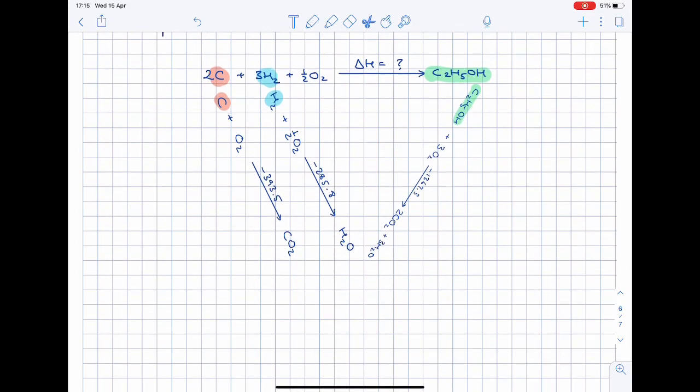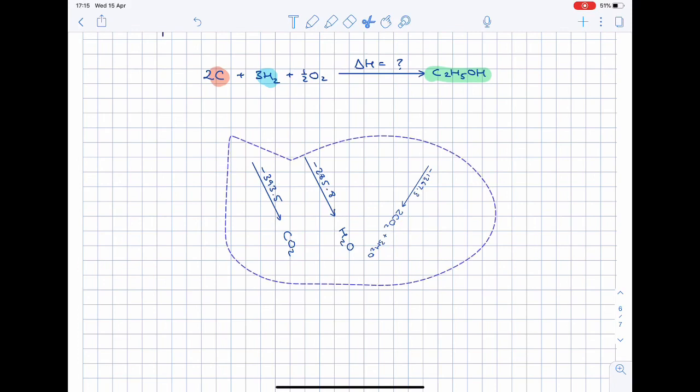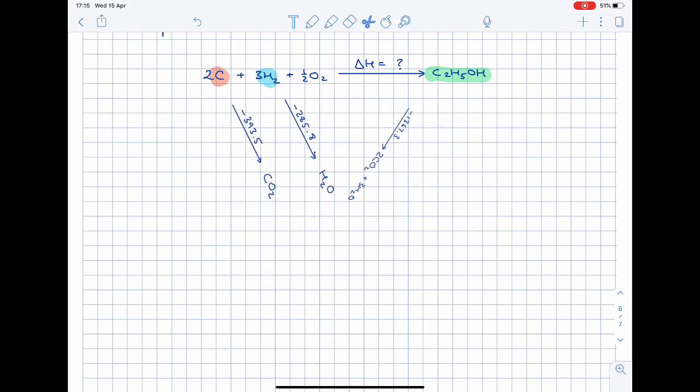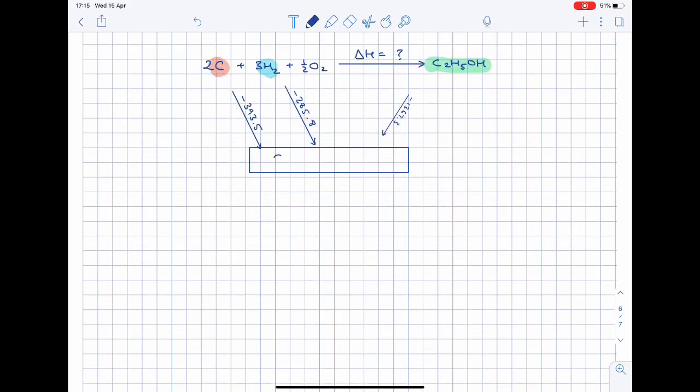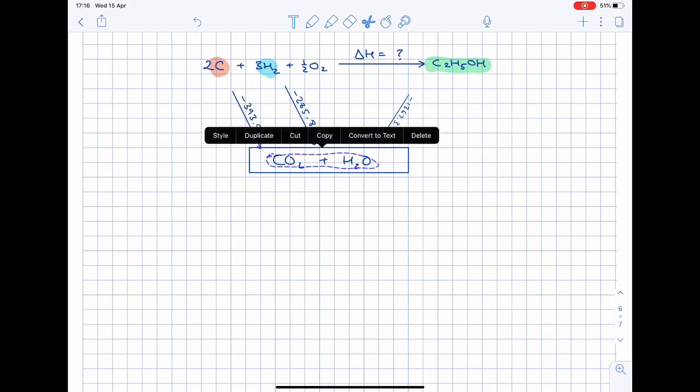So I'm just going to get rid of the reactants on the equations here. Push the arrows up. I'm going to group these products of combustion into a box. I could write carbon dioxide and water here and not balance it. I can even write, for OCR, they will accept products of combustion.